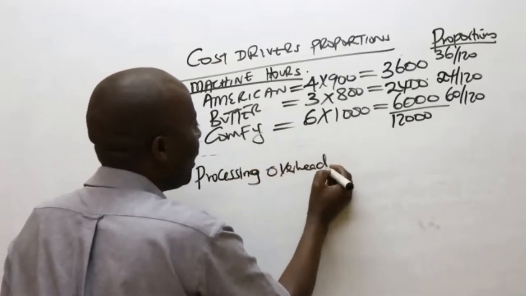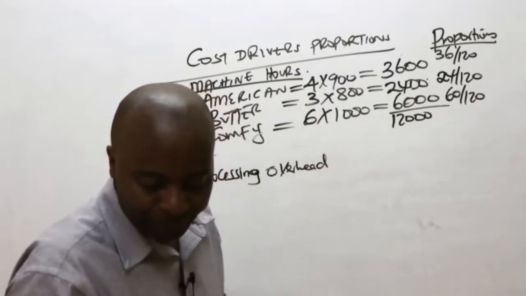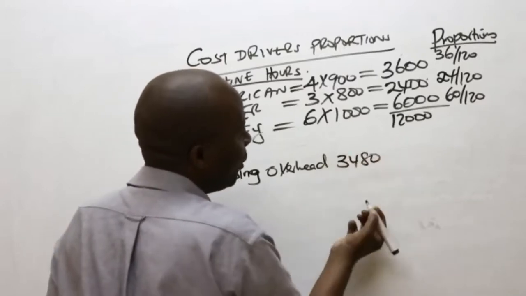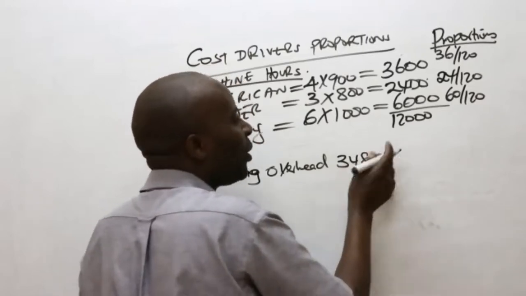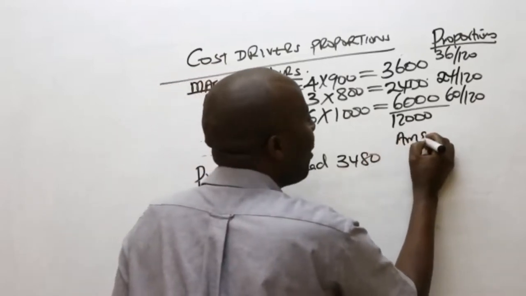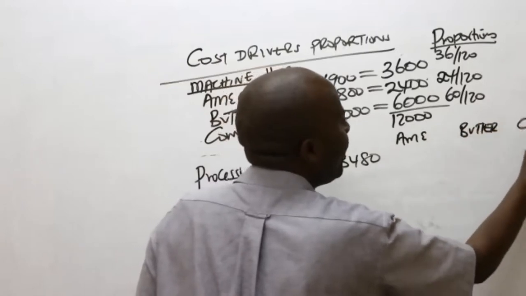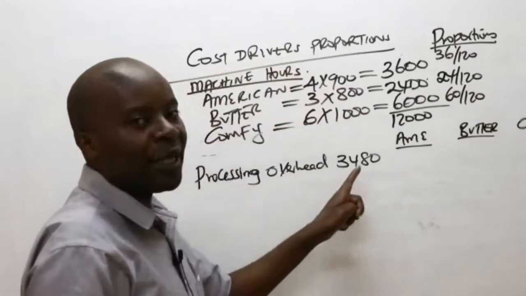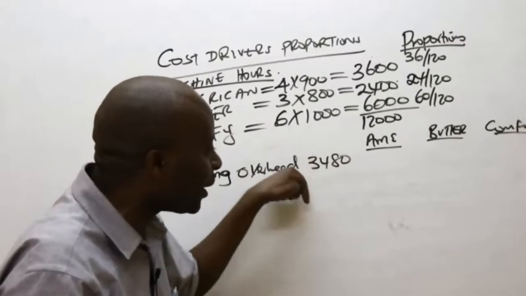The figure here is 3480. I can leave the zeros outside. I would want you to apportion this to the American, the butterfly, and my sofa here, the comfy. Fortunately, ladies and gentlemen, we happen to have the criteria of apportioning this 3480.